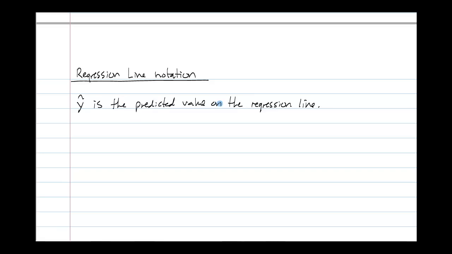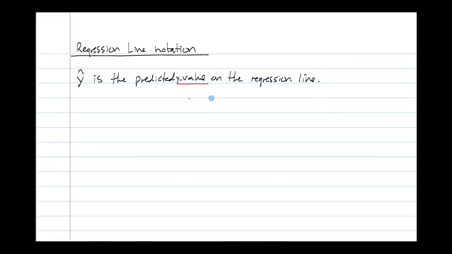So again, y hat is a predicted y value on the regression line. Now what we like to do is to talk about this as the equation of a line. So we look at y hat equals intercept plus the slope times x. So those of you who have worked with algebra quite a bit before and looked at equations of lines, this looks like your y equal mx plus b. M is your slope, b is your y-intercept.